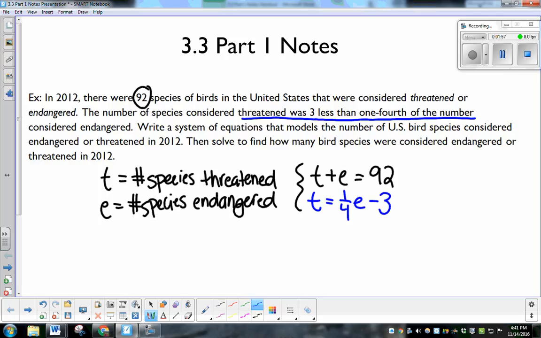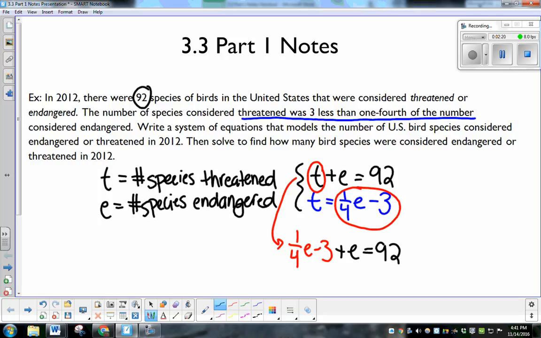What I'm thinking is that substitution would probably be a good method for this. I already know that T is the same thing as 1/4 E minus 3. So I'm just going to plug that in for T into my other equation. So I'm going to rewrite this first equation here, but instead of T, I'm going to write 1/4 E minus 3. And then I'll write the rest of it the same. Plus E equals 92.